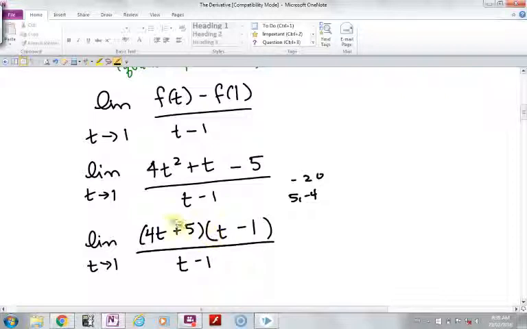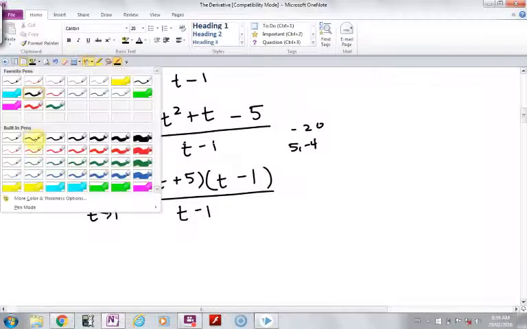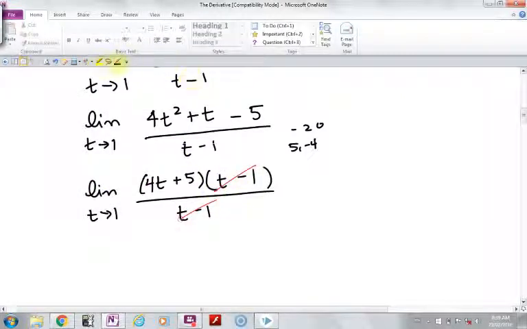Okay? Everybody agree with me that 4t squared plus t minus 5 factors to be 4t plus 5 times t minus 1? If that's an area of concern, you're going to need to do a little practice with your factoring skills, but we can check it. 4t times t is 4t squared. Then I have minus 4t plus 5t, that gives me the t, and then 5 times minus 1 is minus 5. Okay? So that's nice, because clearly the t minus 1s here will cancel. And so I get the limit as t approaches 1 of 4t plus 5, which is 9.